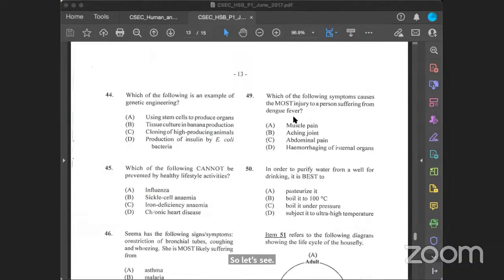Dengue fever. This one is actually aching joints, joint pain. You can get abdominal pain, but there really is the painful joints. Next.